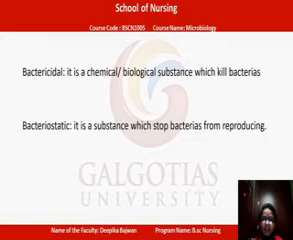Now the next terms are bactericidal and bacteriostatic. Again we have these two terms. Bactericidal is a chemical or biological substance which kills the bacteria, including the bacterial spores. But bacteriostatic is a substance which only stops the bacteria from reproducing. It is not able to completely kill the bacteria. So this is the basic difference between bactericidal and bacteriostatic.